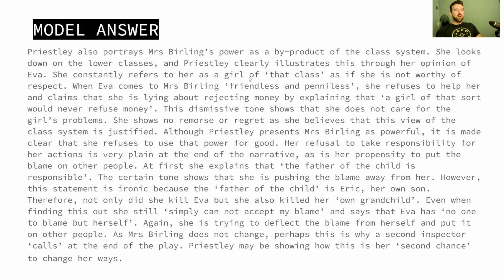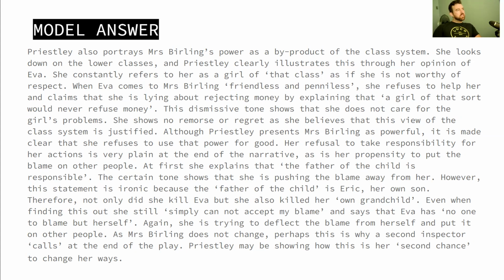It's only a couple of lines in this bit, so it's not the end of the world, but you don't need to waste word count on it. Don't explain what happens in the narrative. Explain what the characters are actually doing through the narrative or the quotes and how they create the effects, right? So the fact that Mrs. Birling rejects a friendless and penniless Eva and claims a girl of that sort would never refuse money, the dismissive tone shows that she doesn't care for the girl's problems. You could keep it that short. You don't have to do all the extra stuff that this student has done.